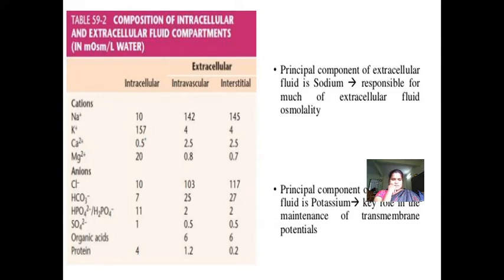And one more thing is calcium. Calcium will be 0.5 in the intracellular, and the intravascular may be 2.5, interstitial 2.5. In magnesium 20, and intravascular 0.8, interstitial 0.7.